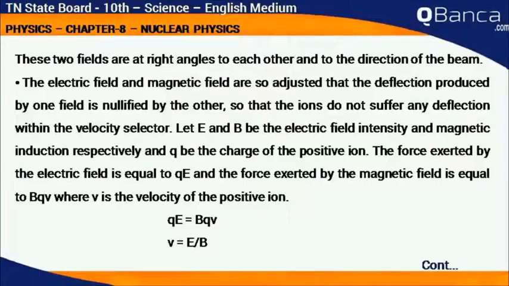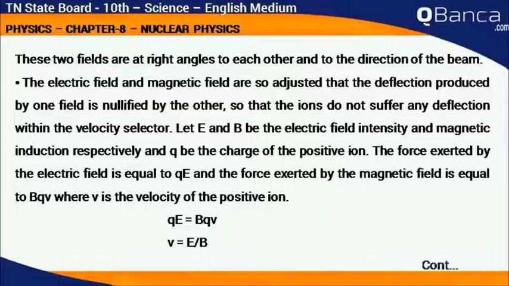These two fields are at right angles to each other and to the direction of the beam. The electric field and magnetic field are so adjusted that the deflection produced by one field is nullified by the other, so that the ions do not suffer any deflection within the velocity selector.